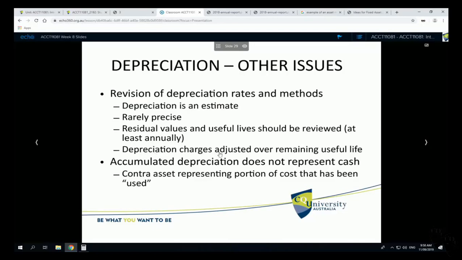And depreciation charges should then be adjusted over the remaining useful life. Okay, the accumulated depreciation does not represent cash. This is actually a common misconception, and it's not even a funny one.